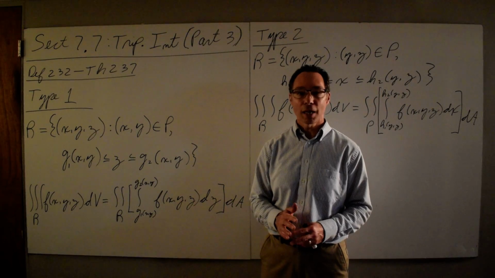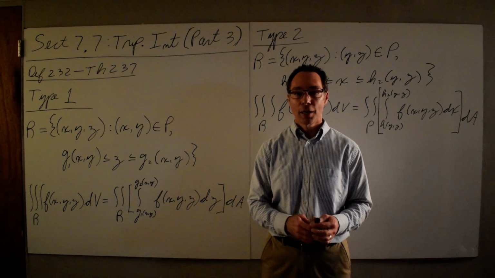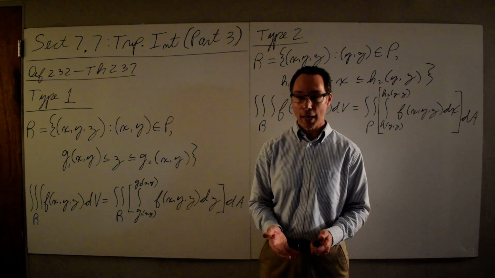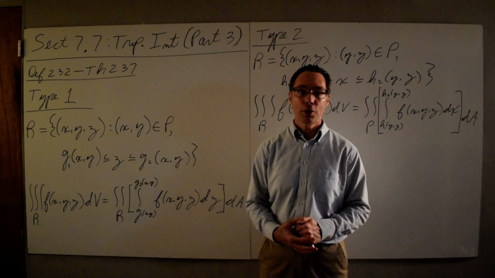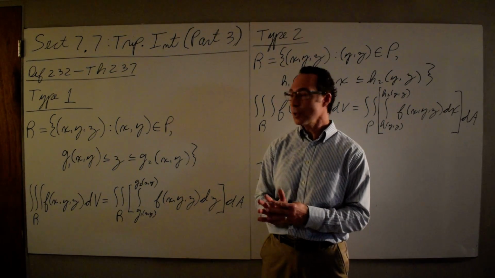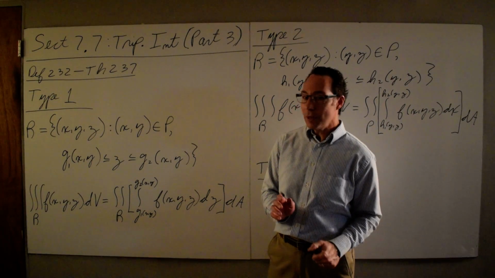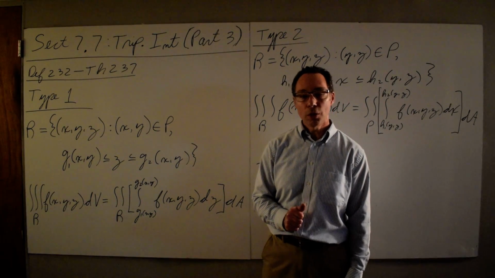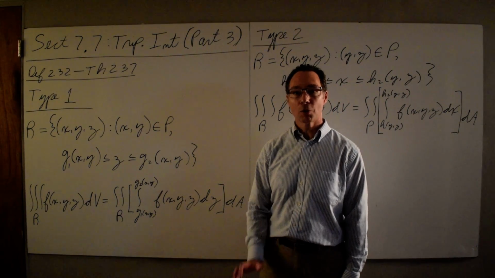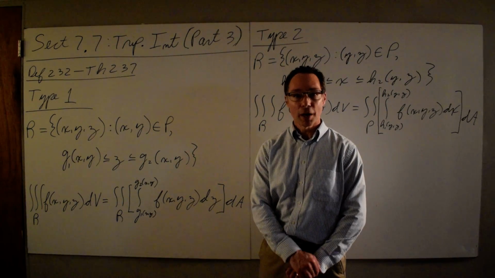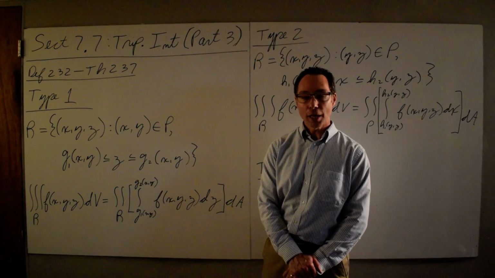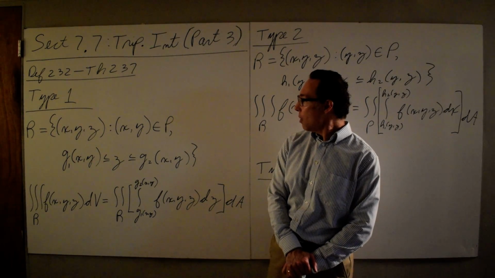But then we looked at the next section and said, guess what? Not every region in R2 is a rectangle. So what do we do with type 1 and type 2 regions? Well, we're going to do something similar here. What we did in the previous videos is we used Fubini's theorem to integrate over rectangular prisms. Well, guess what? Not every region in R3 is a rectangular prism. So what do we do when it's not?